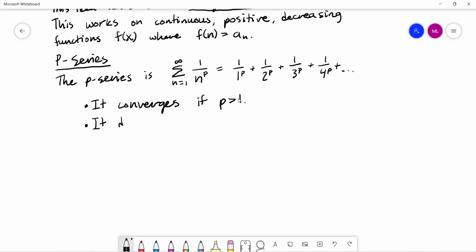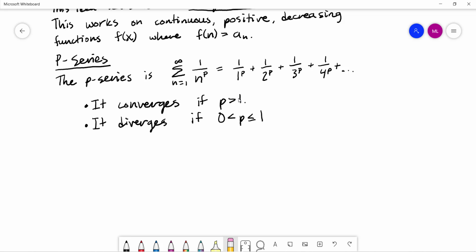It diverges if p is less than or equal to 1. And we're going to stick to values of p that are positive. So let me do this. 0 less than or equal to p less than or equal to 1. And let me not even do less than or equal to here. Let's just do strictly positive values of p.